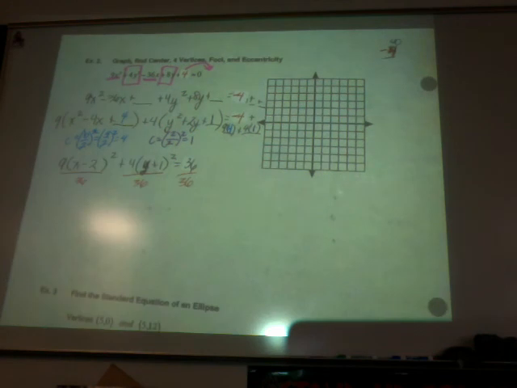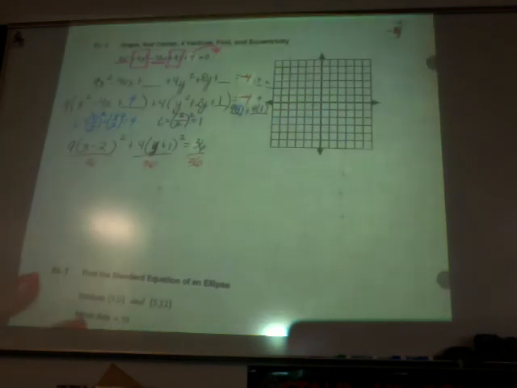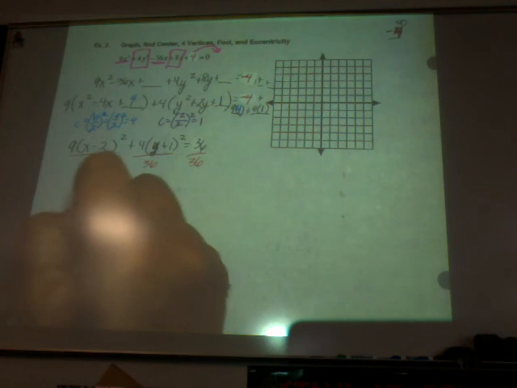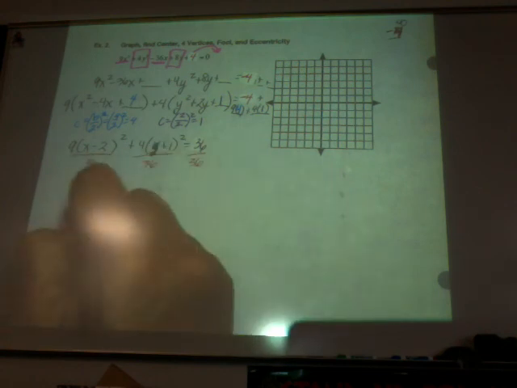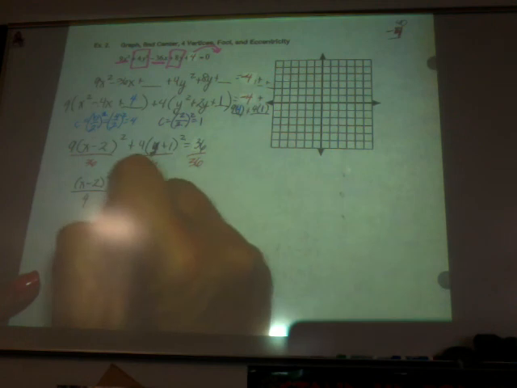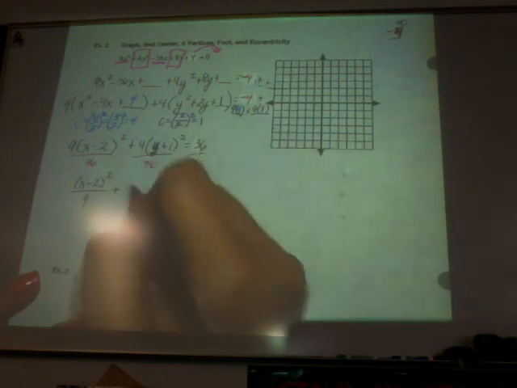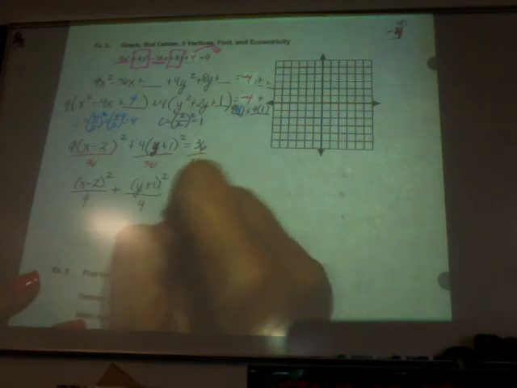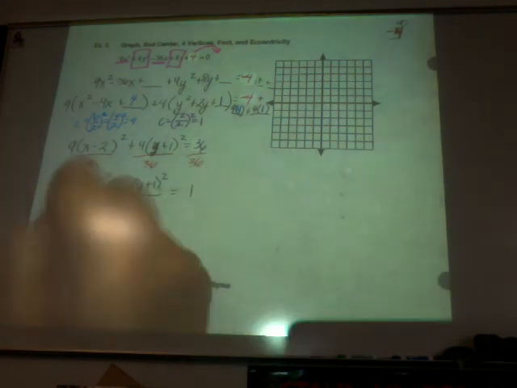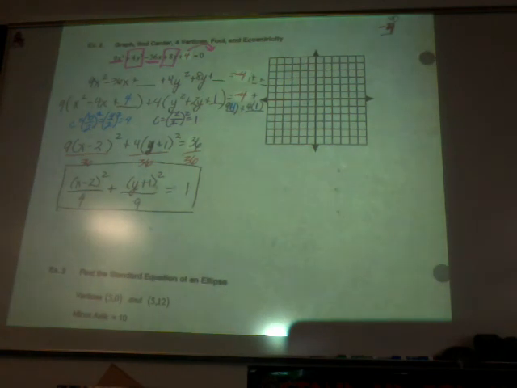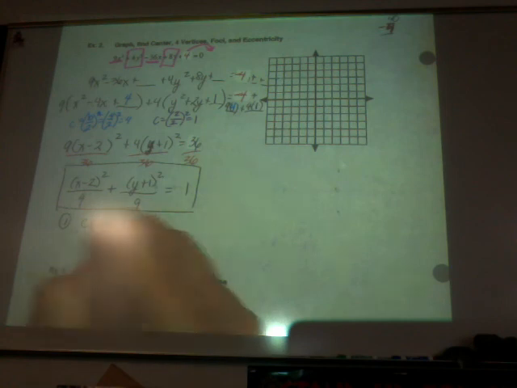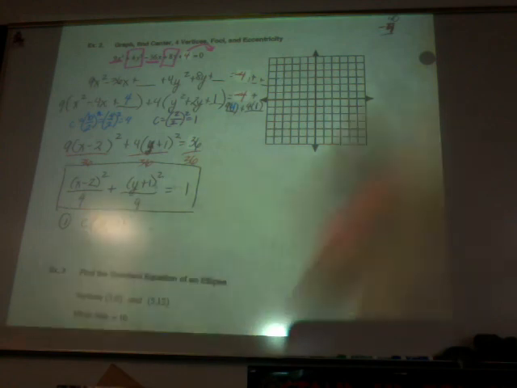So finally, what do I actually get? (x - 2) squared over, what does this divide out? 4. Nice, happy, perfect square. Plus, this cancels out and gives you what? Equals 1. So this is my equation I'm working with. That was the hardest part of the whole thing. What's your center? 2, -1. So plot that.